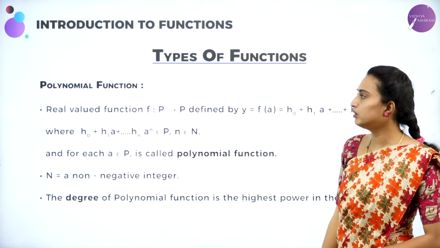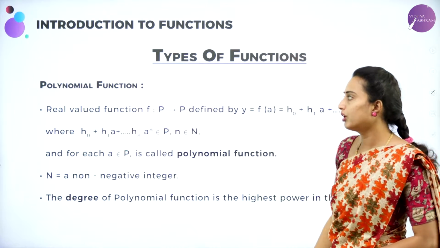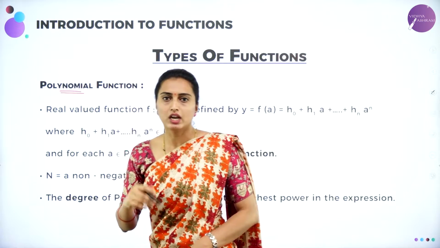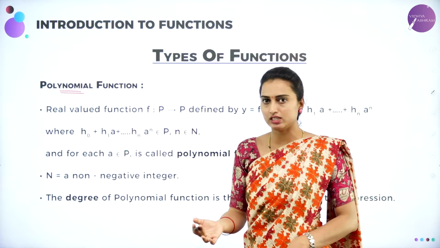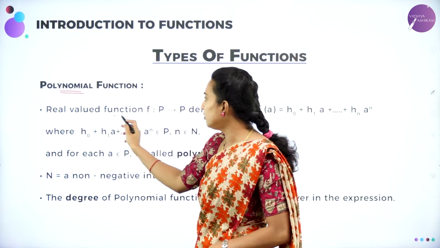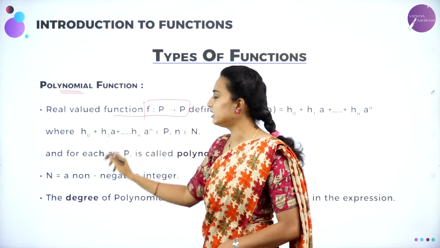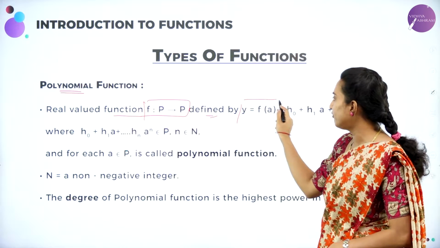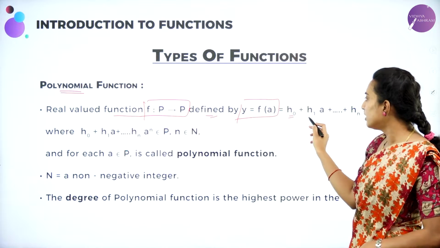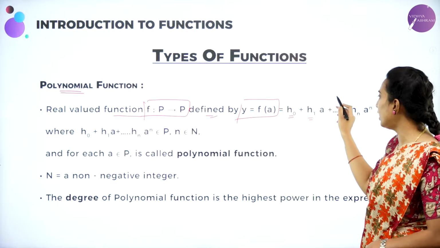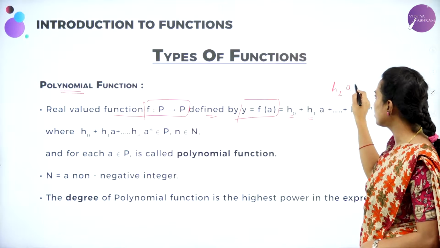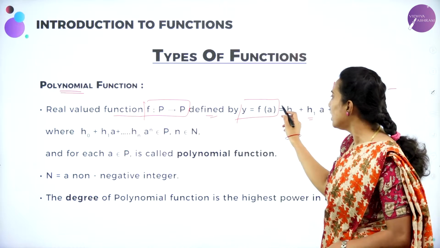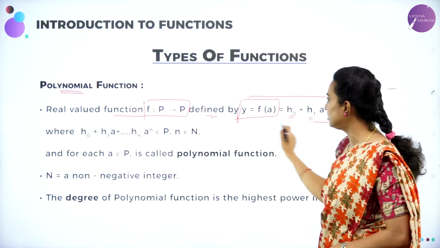Next we'll be moving on to the types of functions. What are all the types of functions? Here I have taken the polynomial. Polynomial means it will have many, n terms. Correct na? Some terms will be there. So a real valued function f from R to R I have taken. This is a mapping, defined by y is equal to f of a such that h0 plus h1a plus h2a square plus etc. plus hn a power n. This is called the polynomial equation. Are you getting?